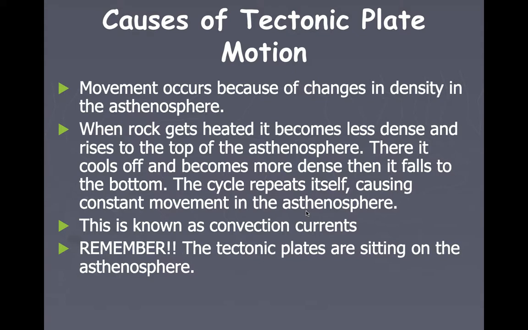Causes of tectonic plate motion. Movement occurs because of changes in density in the asthenosphere. When rock gets heated, it becomes less dense and rises to the top of the asthenosphere. There, it cools off and becomes more dense, then it falls to the bottom. The cycle repeats itself, causing constant movement in the asthenosphere. This is known as convection currents. Remember, the tectonic plates are sitting on the asthenosphere.